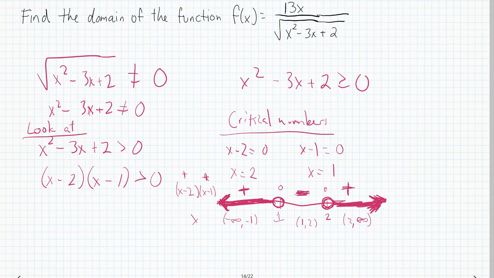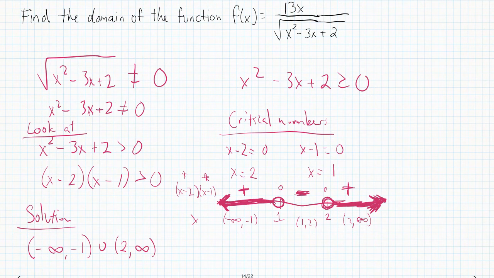And notice they're already written for us. So the solution is negative infinity to negative 1, and then we want to union that with 2 to infinity. And there we go. Any questions on that piece?